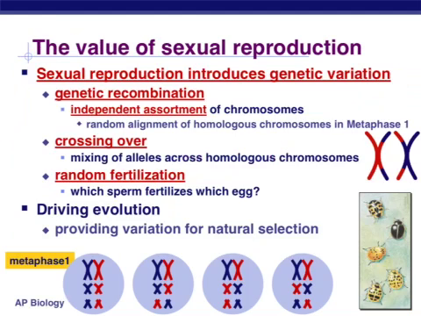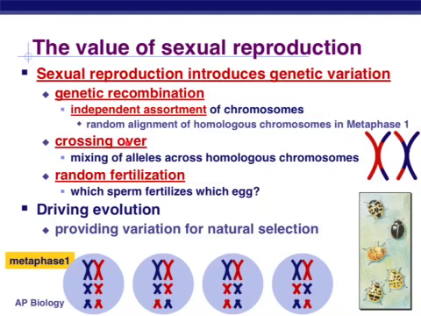Okay, so let's go over the value of sexual reproduction. Sexual reproduction produces genetic variation. It's what we call genetic recombination. We're moving things around and recombining them in new and different ways. Now, because chromosomes assort independently, and that just means that any chromosome has a chance of moving into any daughter cell, it's all random, okay? Because it's all based on how they line up during metaphase 1.